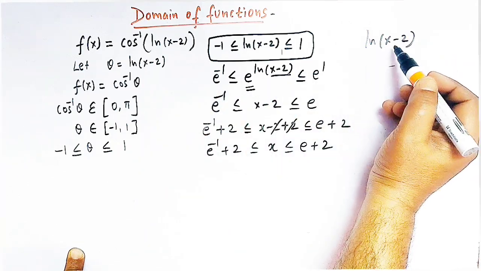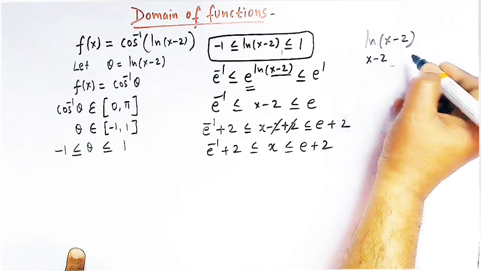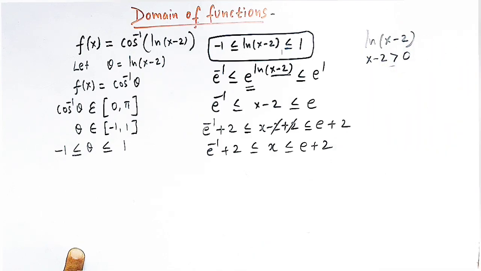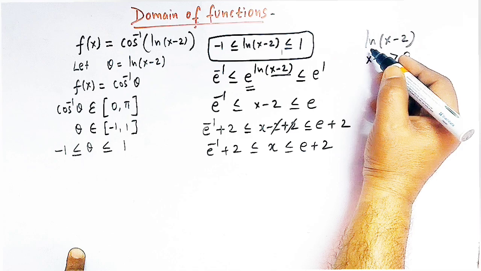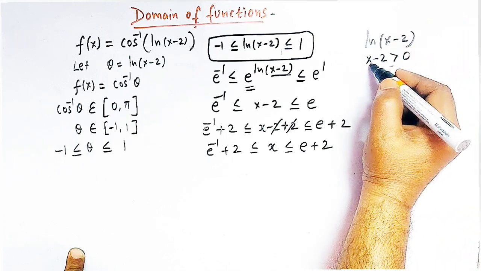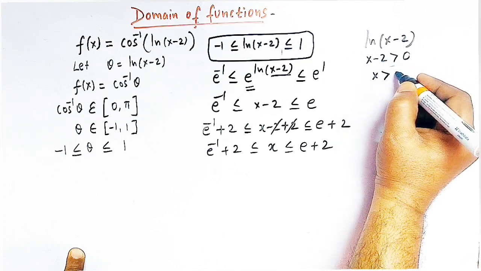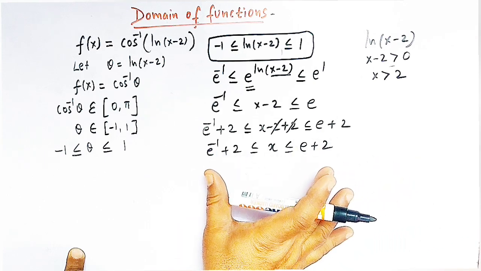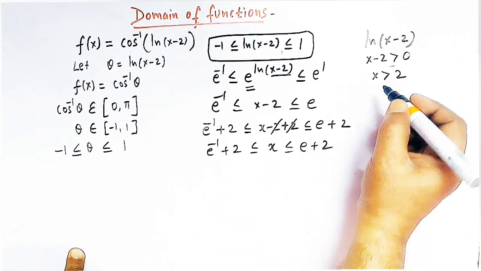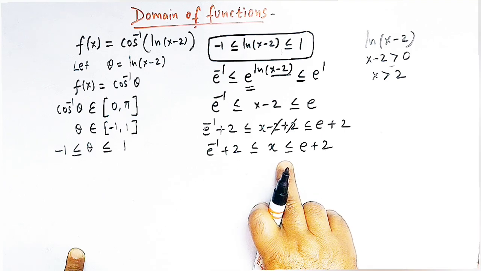So natural log of x minus 2 is defined for all values of x for which x minus 2 should be greater than 0, because here we cannot have a negative number, because the log of negative numbers is not defined on the set of real numbers. So we must have x minus 2 greater than 0, that is x should be greater than 2. So we have to now merge this inequality with this one, that is we have to identify the common region between this inequality and this inequality, right?